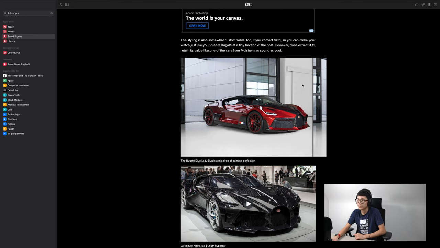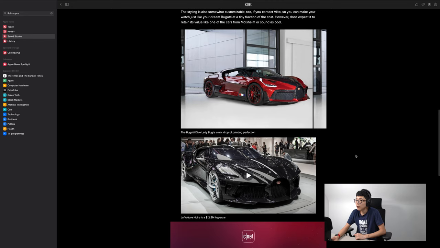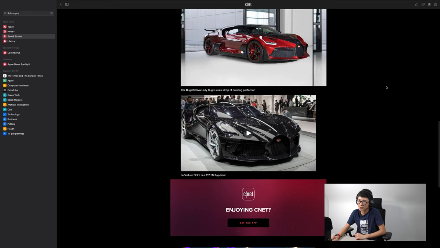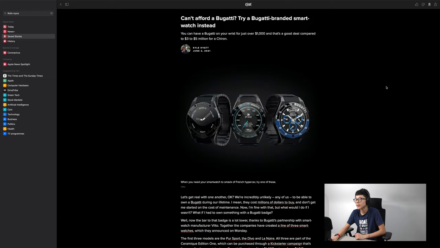So for example, if you have this red Bugatti Divo, you can order your smartwatch to mimic the red Bugatti Divo here, which is also called the Ladybug. Or you can get a black on black version, for example, to mimic a Bugatti La Voiture Noire, which Cristiano Ronaldo owns, I believe. But yeah, these smartwatches are cool.